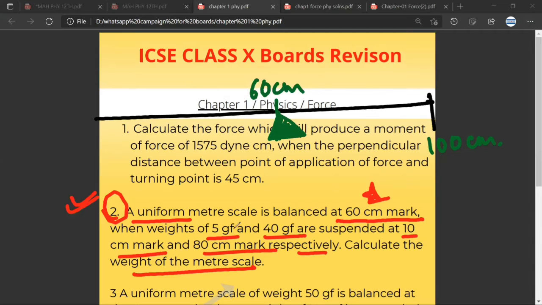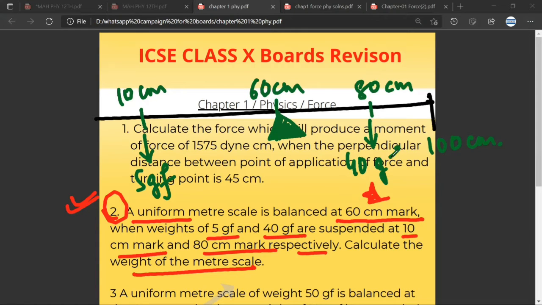When weights of 5 GF and 40 GF are suspended at the 10 centimeter mark. So roughly this would be 10 centimeter and 80 centimeter. So 80 centimeter would be roughly somewhere around this. Mr. Sivang, any doubt? No doubt, sir. Now 5 GF is at the 10 centimeter mark. This is 5 GF. The 40 GF is at the 80 centimeter mark. This would be 40 GF.